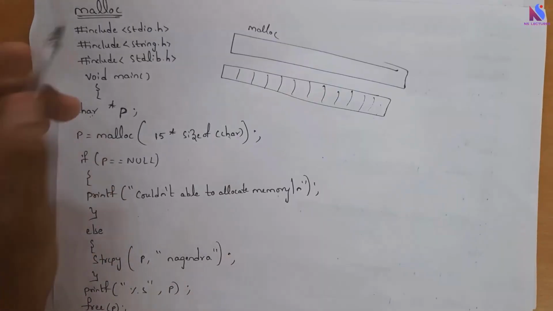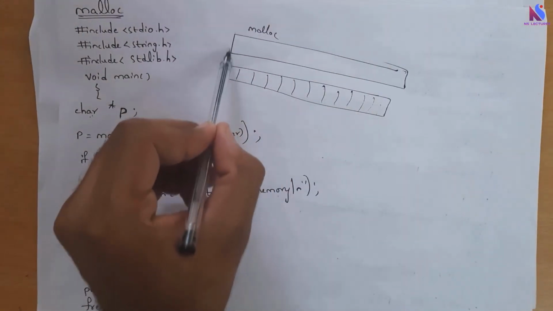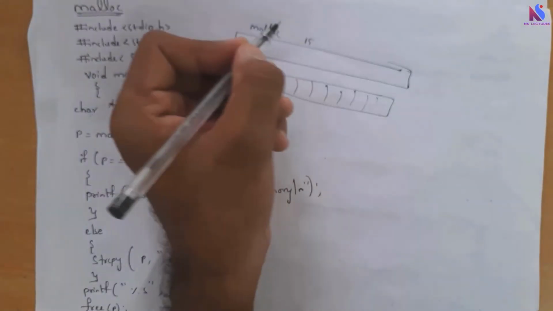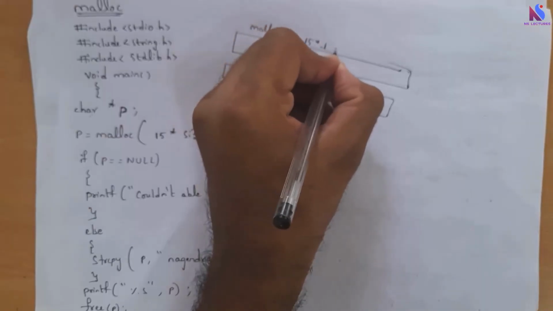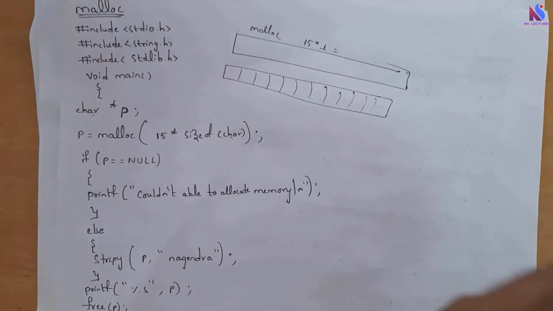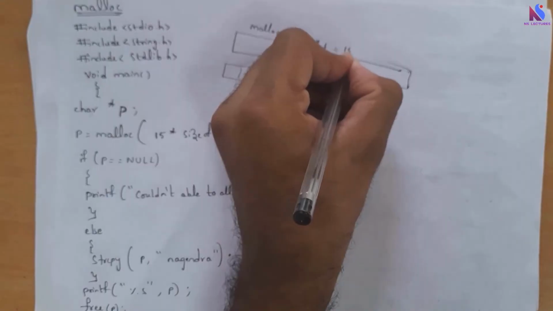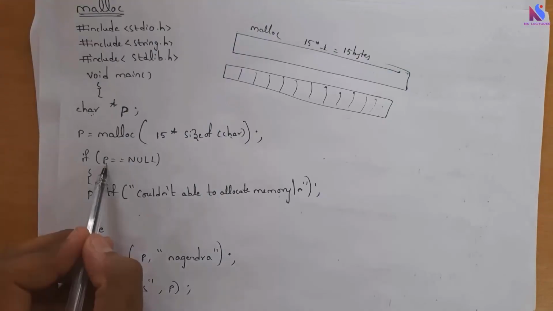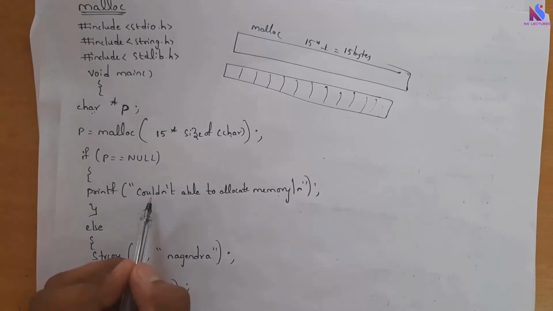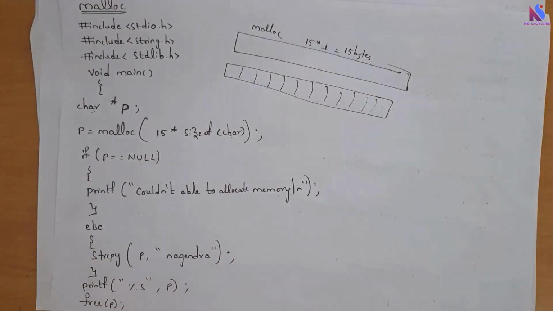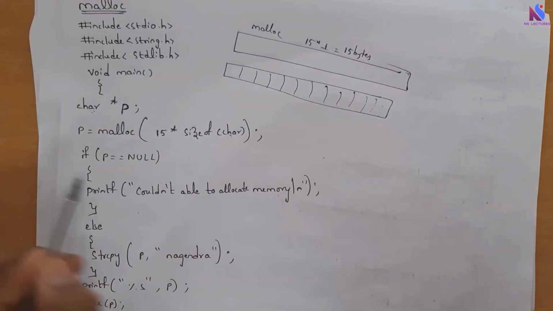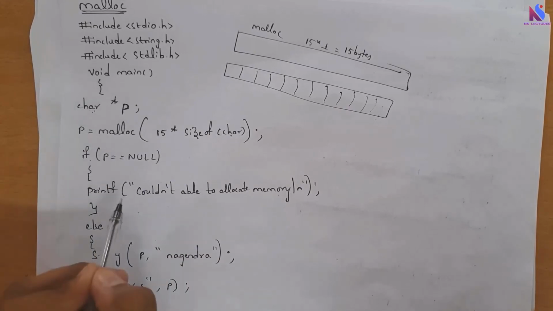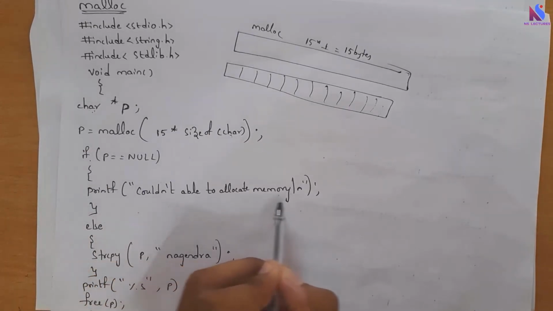Whenever you declare like this, the malloc function will create a single block of memory with size 15. As I already said before, a character occupies 1 byte of memory. So 15 into 1, that means each character will occupy 1 byte. In total I gave size as 15, so it will take 15 bytes of memory. If pointer is equal to null, then print couldn't able to allocate memory. For example, there is a situation where there is no memory in our system. At that time it will print couldn't able to allocate memory.